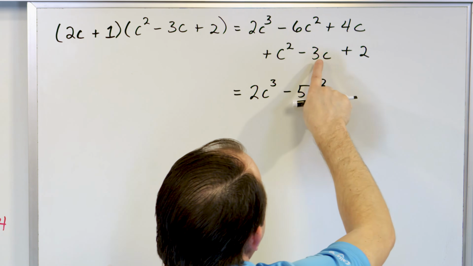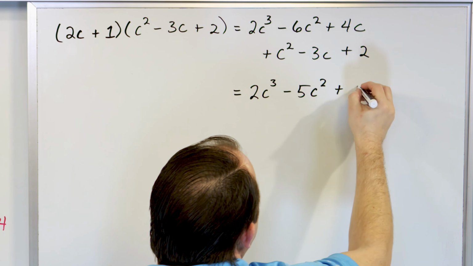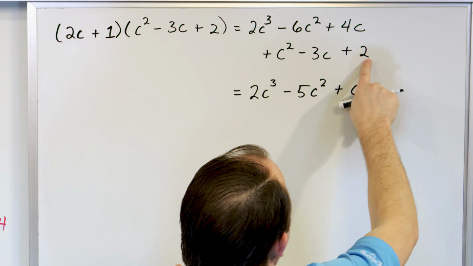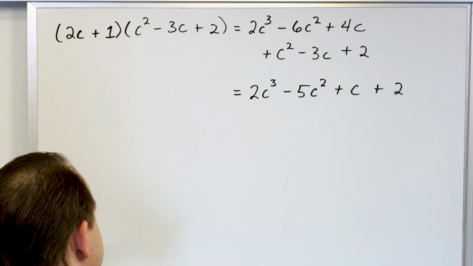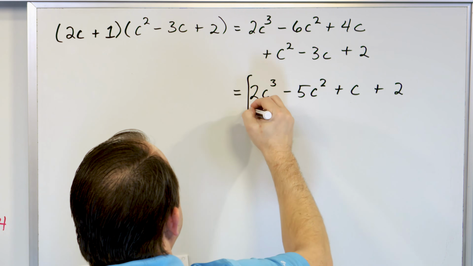Now the 4 plus the -3, or you can think of it as 4 minus 3, is just going to be 1. And 1 what? 1c. You don't have to put the 1 in front there. And then I have a constant of 2. There are no other constants in my answer. So I get 2c cubed minus 5c squared plus c plus 2. This is the final answer.